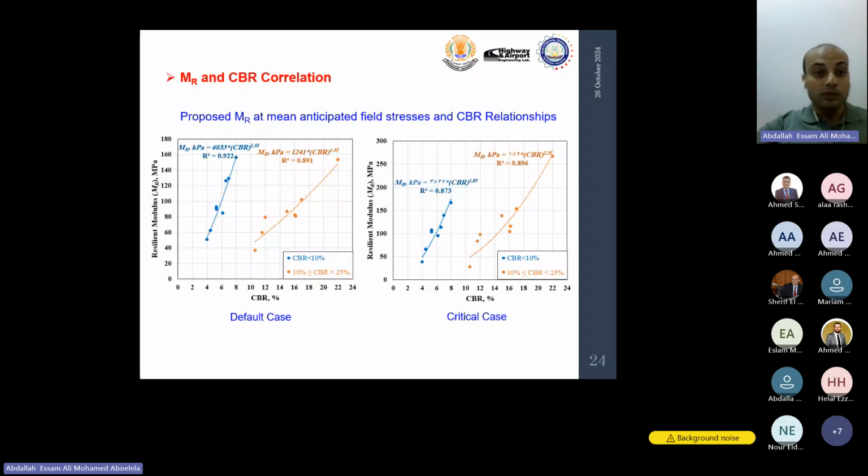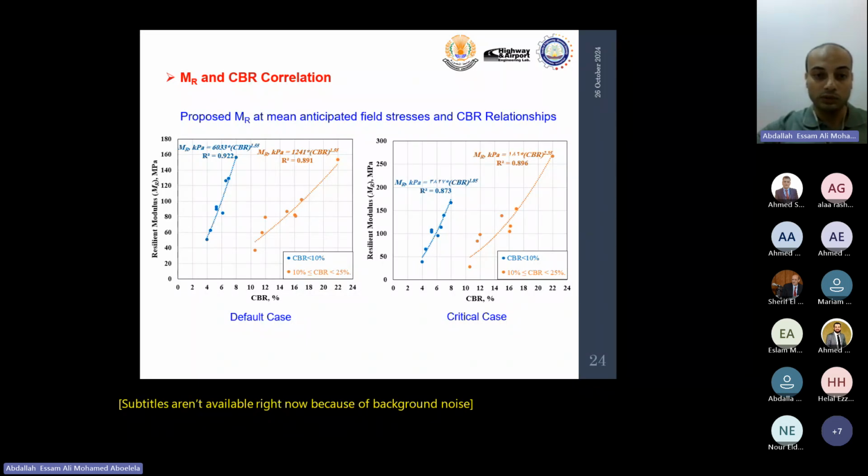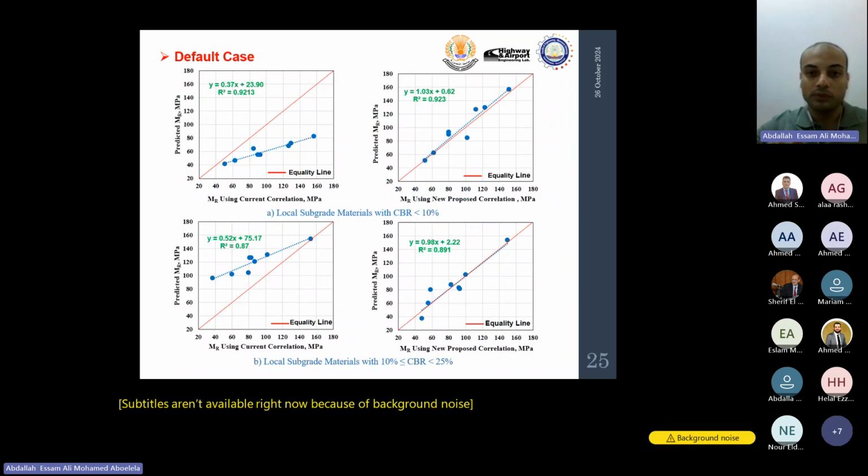For the MR and CBR correlations, we conducted correlations based on the default case and the critical case, and for the two groups. So we have four correlations: two for the default case at two groups, and two for the critical case at two groups. Then we show the comparison between resilient modulus values proposed using the new correlations and the predicted resilient modulus using the universal model at average values of the new anticipated field stress.